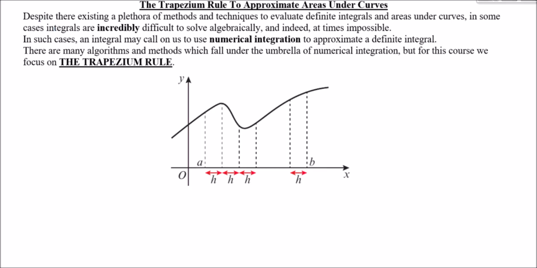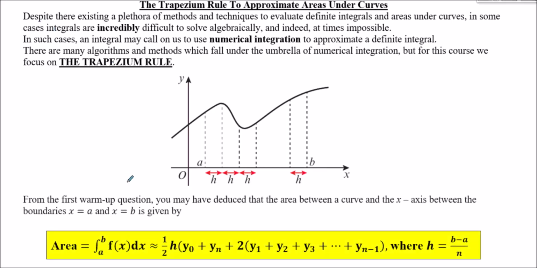But to generalize what we saw in warm-up question 1, if we've got to work out the area between the x-axis and the curve, in between x being a and x equals b, the area is approximated by this expression here. So it's going to be half times h, y0 plus yn, plus two lots of all the other heights in the middle, where h equals the difference in between b and a, all divided by n.